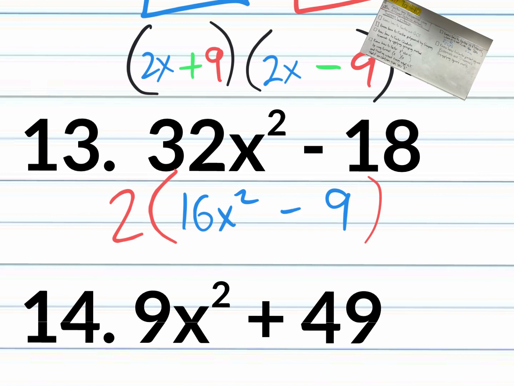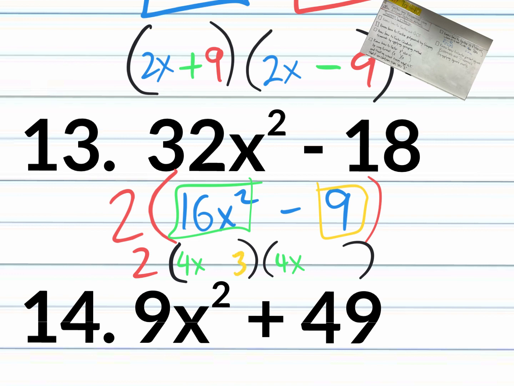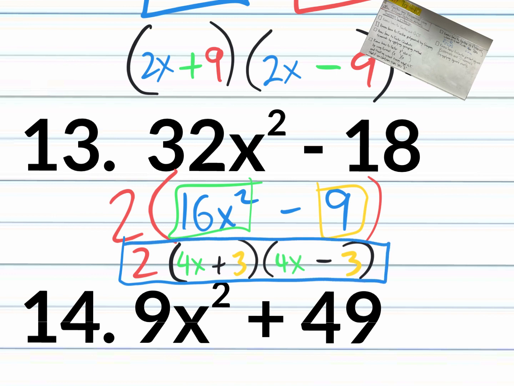So you're going to be able to, first of all, bring down the 2 and then go parenthesis, parenthesis, parenthesis, parenthesis, and then actually do the square root of that guy, which is 4x, and the square root of this guy, which is 3, and one plus, one minus, or one minus, one plus. But you have to type in this entire thing, 2 parenthesis 4x plus 3, close parenthesis, open parenthesis, 4x minus 3, without any spaces between your terms.